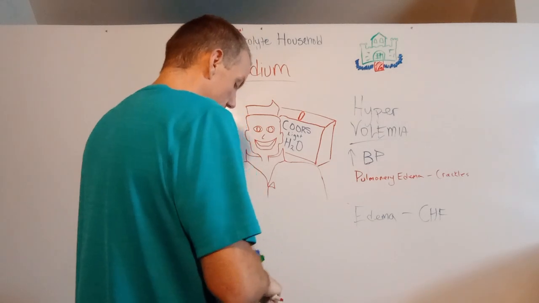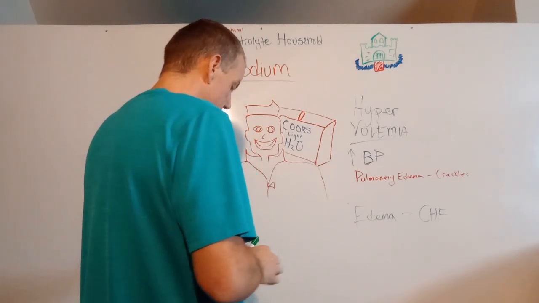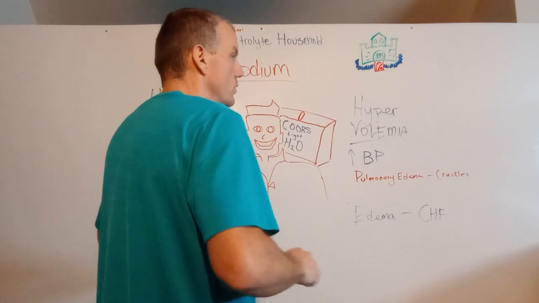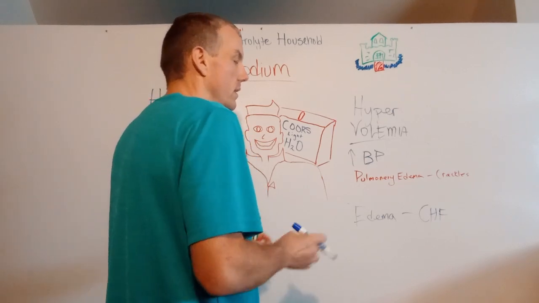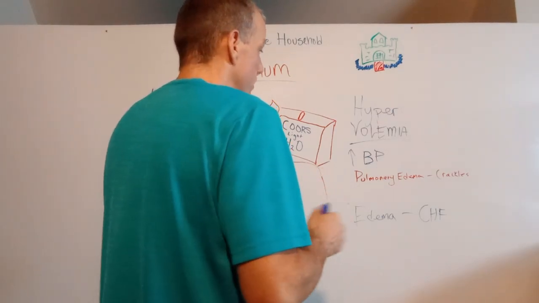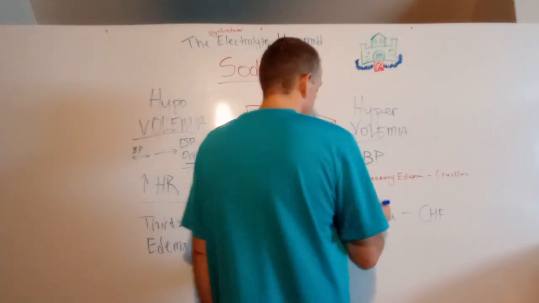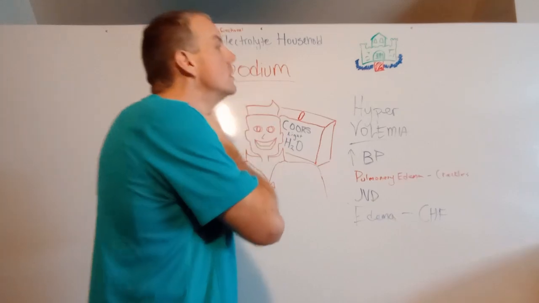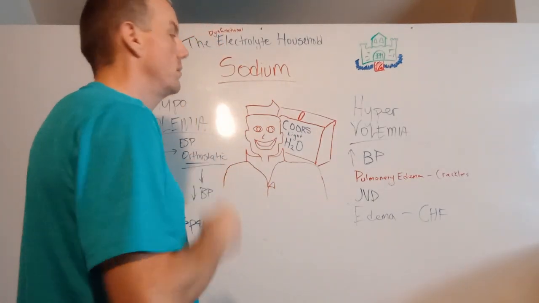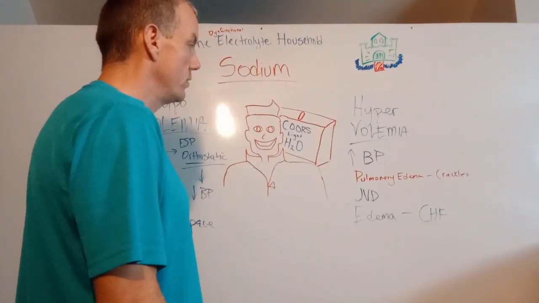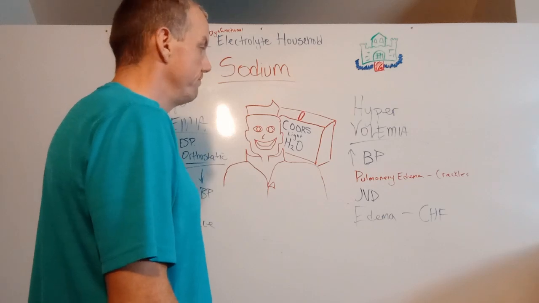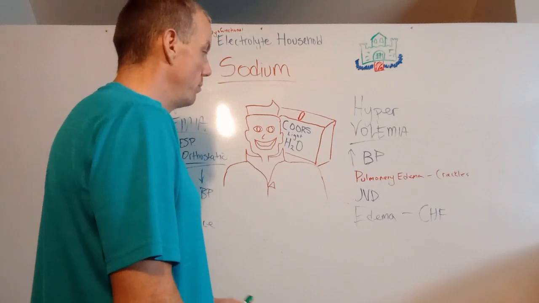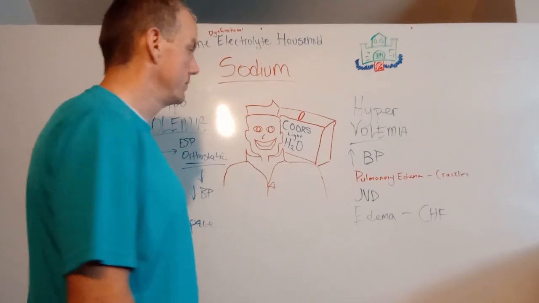And then you also get one really specific sign that is associated with having too much fluid, and that's when you get JVD. The jugular veins end up a little bit distended, and so you can see that in their neck or palpate it or something to that effect.